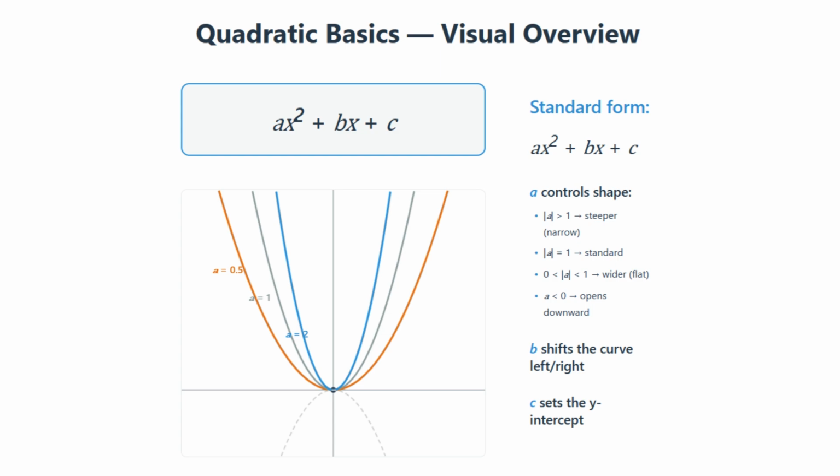The reason these parameters matter so much is that SAT questions often expect you to read the behavior of the graph without actually drawing it or calculating points. By knowing how A, B, and C shape the curve, you'll understand every technique we explore later, factoring, completing the square, and using the quadratic formula, much more clearly and intuitively.